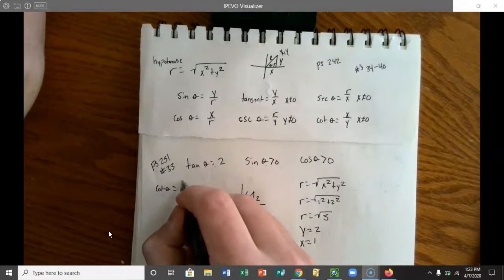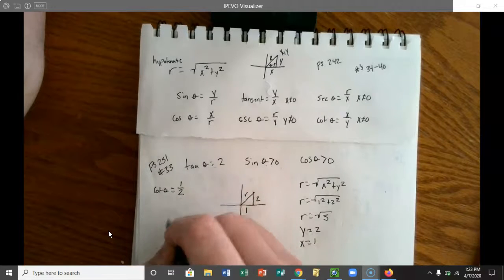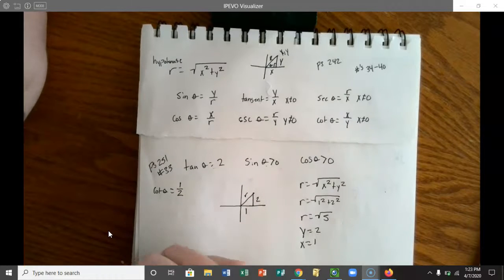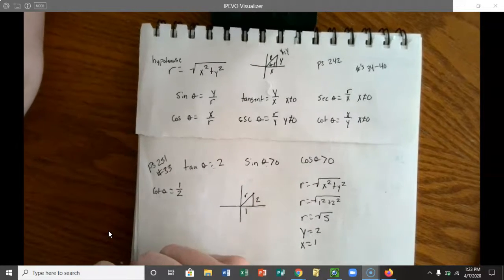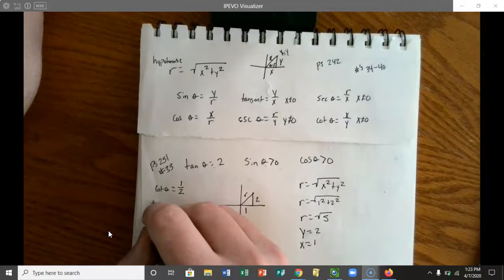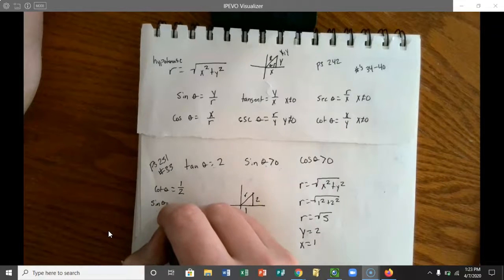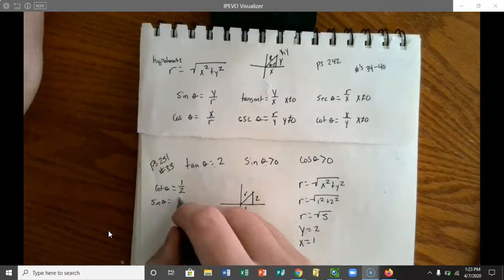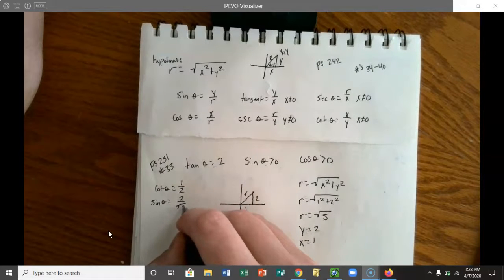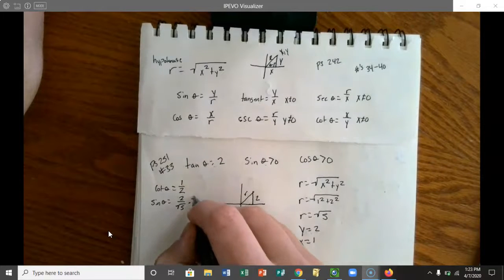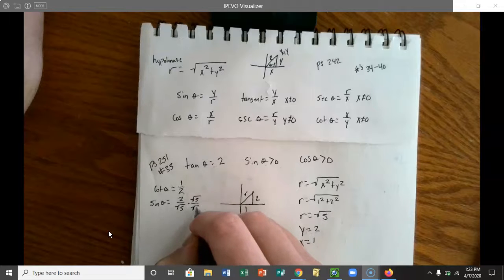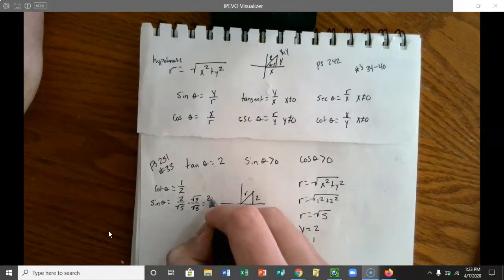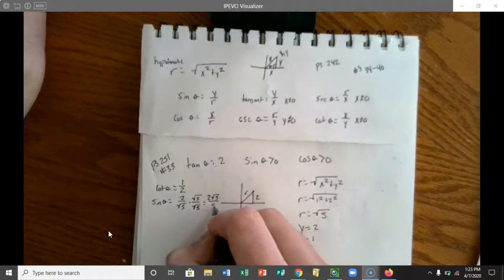Cotangent of theta is the reciprocal of tangent of theta, which is 1 over 2. Sine of theta is equal to y over r. Our y value is 2. Our r value is the square root of 5. So we have to rationalize the denominator, and we're going to end up with 2 square root of 5 over 5.